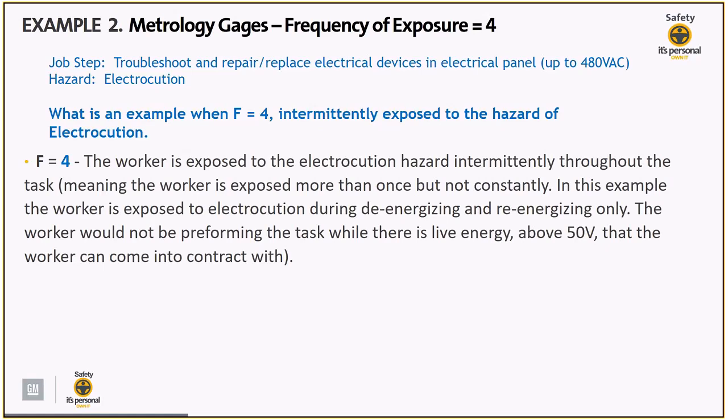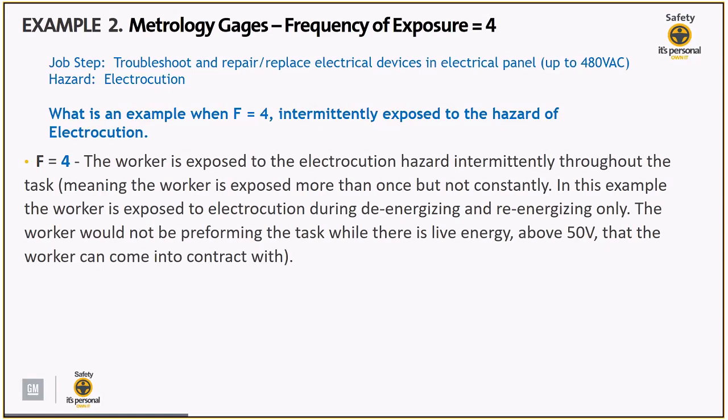The worker would not be performing the task while it's live, and it's above 50 volts that the worker can come in contact with. So what we're saying is frequency of exposure. If the electrocution hazard is directly what they are working on, right? They have de-energized it, they're working on it, and they re-energized it. So they're not exposed to this electrical hazard the entire time. They're only exposed to it when they're de-energizing and re-energizing, which is intermittently.